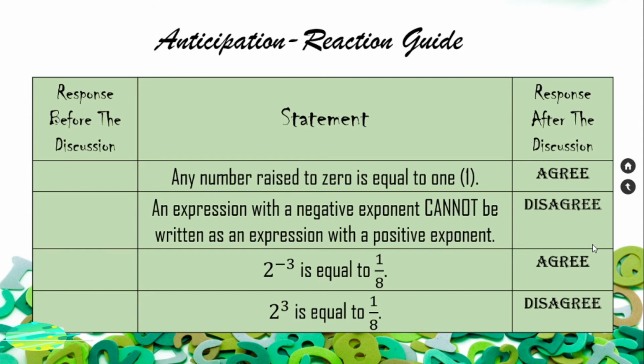Okay? Next, 4 raised to negative 3 is equal to 1 over 8. Agree po tayo doon, kasi nga 2 raised to negative 3, 2 times 2 is 4, times 2 is 8. Since may negative, so magiging fraction, we have 1 over 8, which is correct. Agree. Next, since siya ay nag-agree na sa ating 2 raised to negative 3, so ang 2 raised to 3 is equal to positive 8 yon, hindi 1 over 8. Kaya disagree tayo.